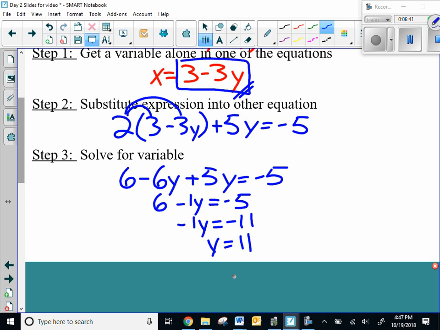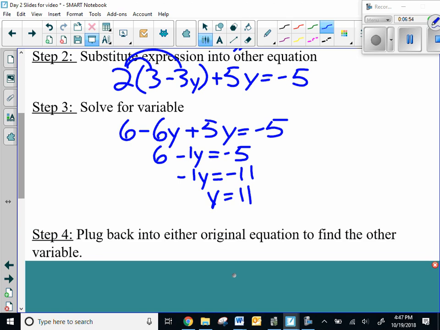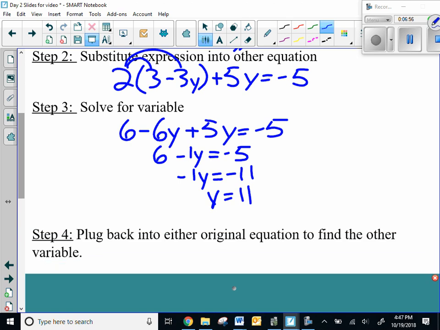So we know what y equals, right? But again, a solution is a what? That's right. It's a point. So we know y. Now we've got to find x. Now, step 4 is to find x. This says plug back into either original equation to find the other variable. That's true, right? That will work.